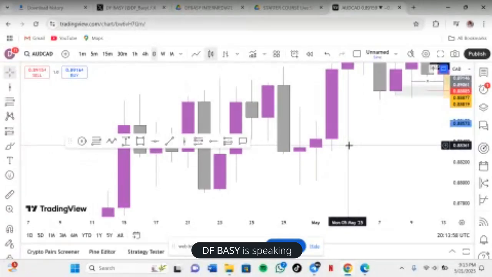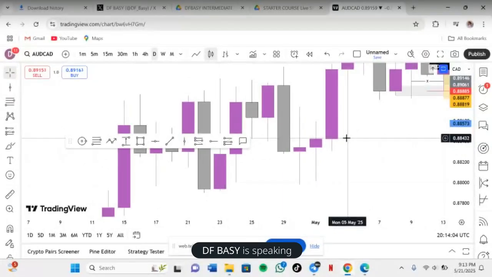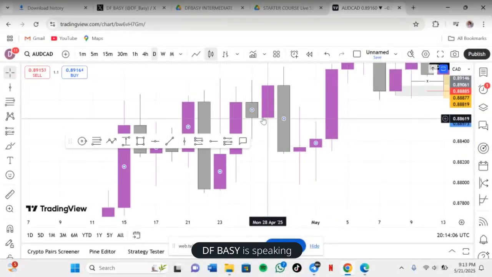Let me change this to the normal candlesticks that we know. Please hold on, give me 5 minutes. Let me rearrange this.